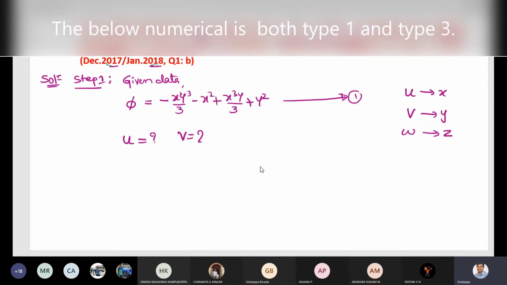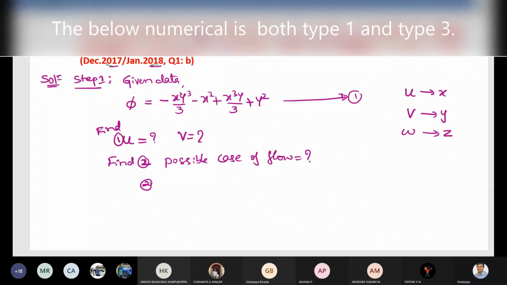Next, find first what he has asked: check whether the flow is possible or not. Possible case of flow, the check mark. Second, calculate first. This we will take as the first unknown. This is the second unknown. Find u, v, and as well as the third.